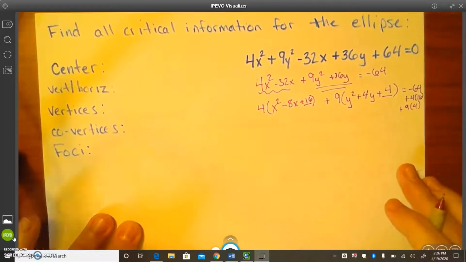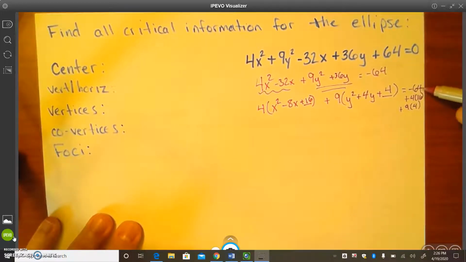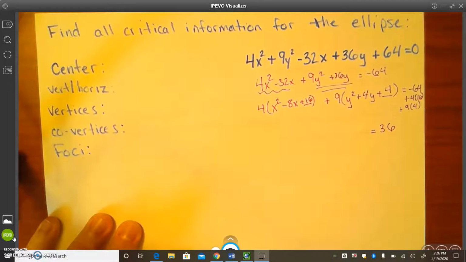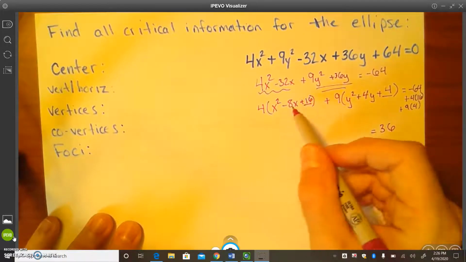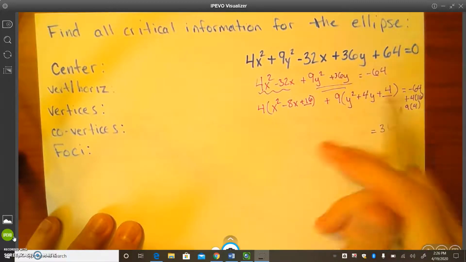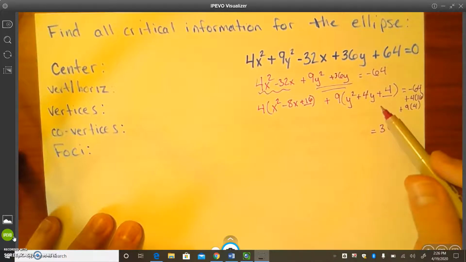So now what does that leave us? Well, it's negative 64 plus 4 times 16 plus 9 times 4. That all comes out to be 36 on the right side. So it's not a terrible number to deal with. Here, we've balanced these two factors to make them nicely groupable into one binomial squared.